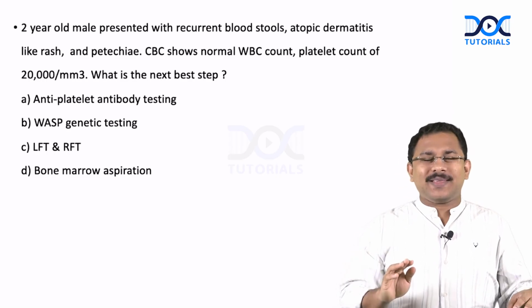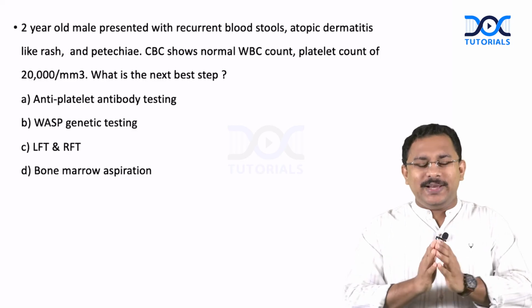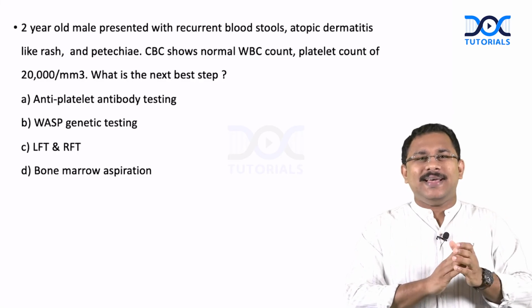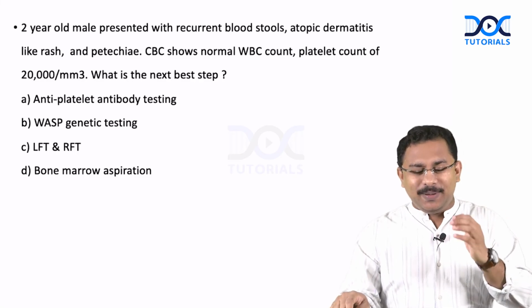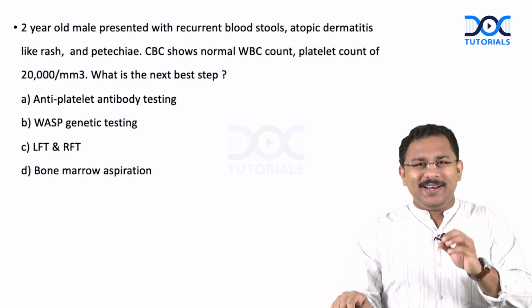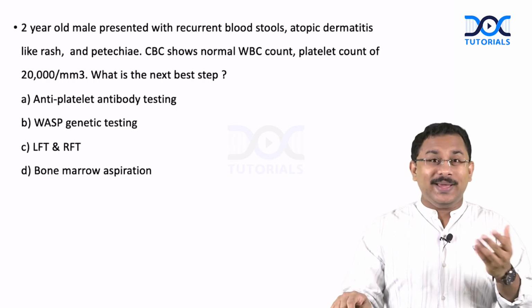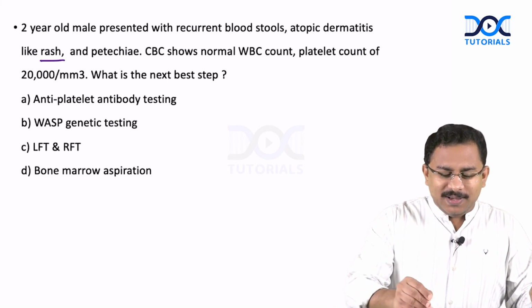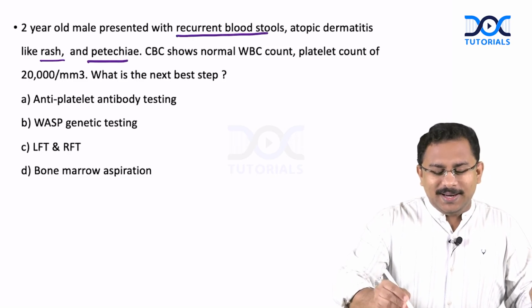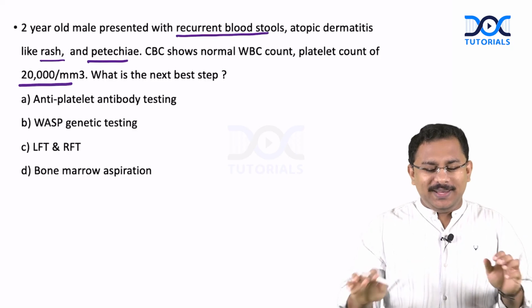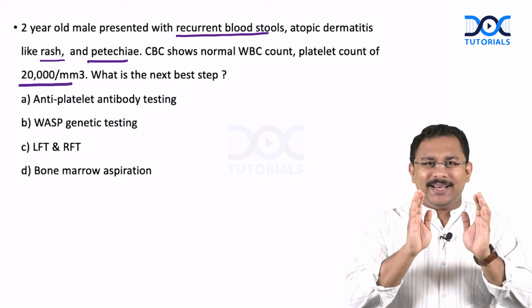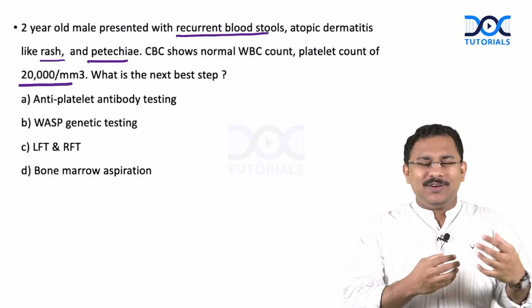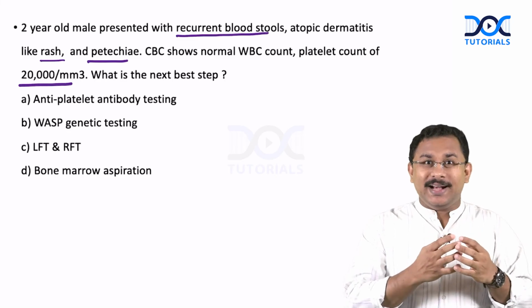So next question, there is a bit of a pediatrics overlap as well here. So 2-year-old male presented with recurrent bloody stools, atopic dermatitis like rash and petechiae. CBC shows normal WBC count, platelet count of 20,000. What is the next step? So rashes, petechiae, recurrent bloody stools, thrombocytopenia. This is what usually catches your attention first. So you might have a tendency to believe, okay, it is due to the thrombocytopenia. So could this be ITP?